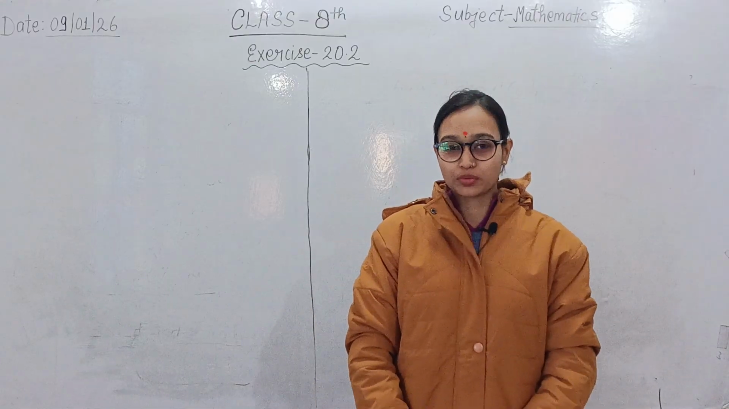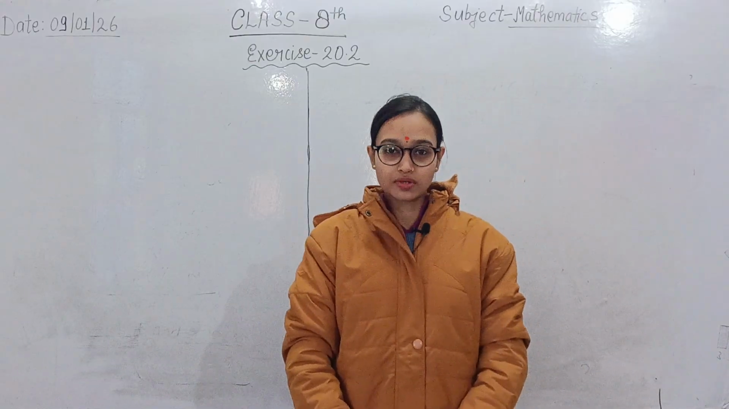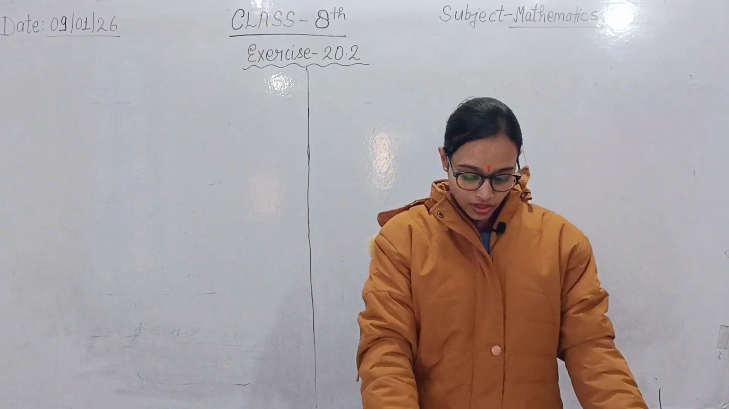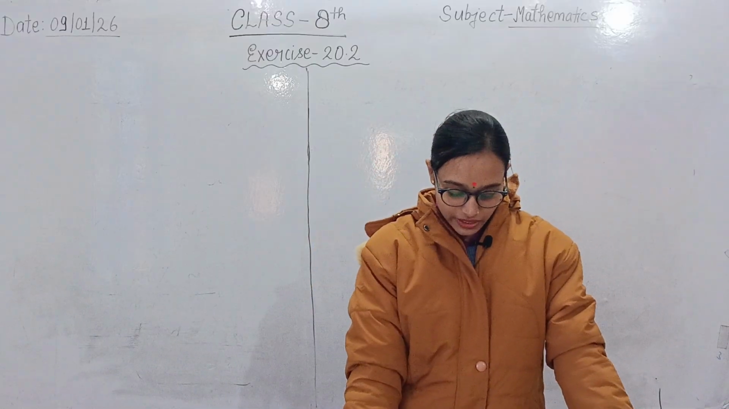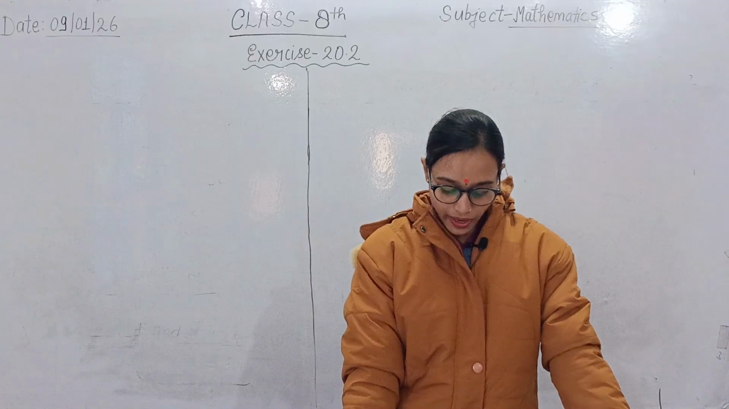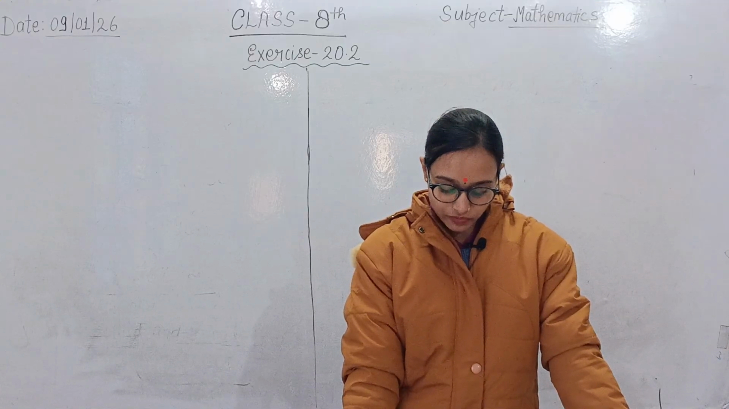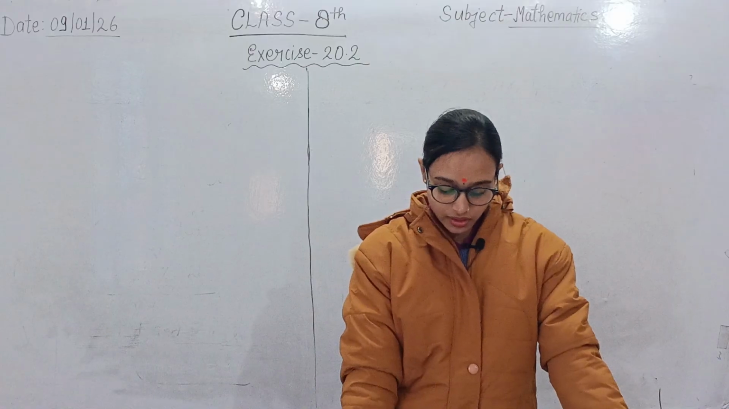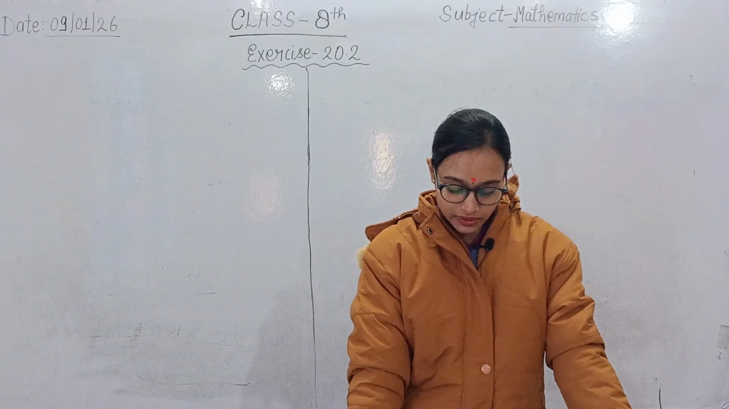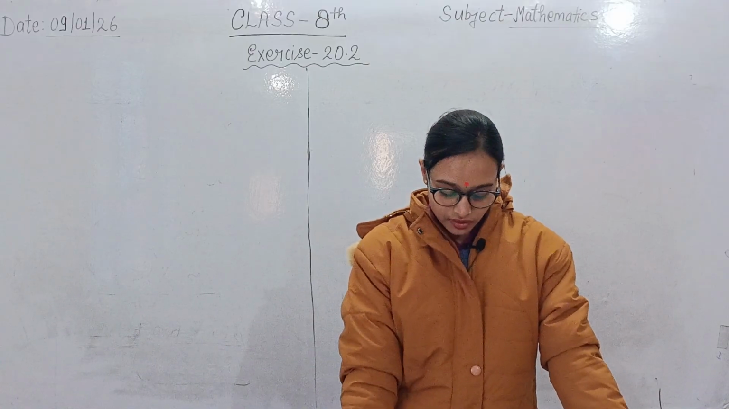Yesterday we had discussed two questions of exercise 20.2. So today we will go ahead. Now question number 6 is, how many liters of water flows out of a pipe having an area of cross section 5 centimeters square in 1 minute if the speed of water in the pipe is 30 centimeter per second?